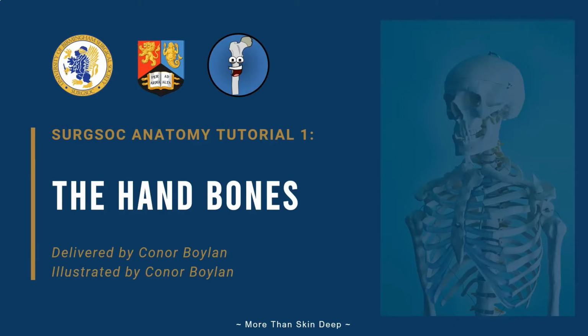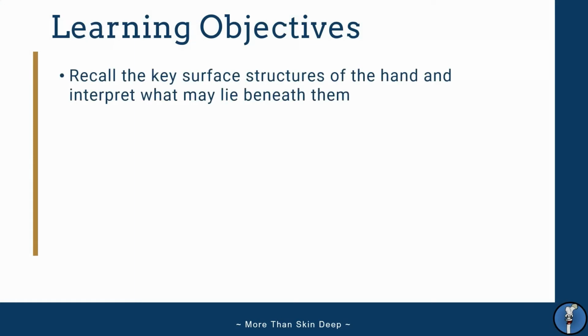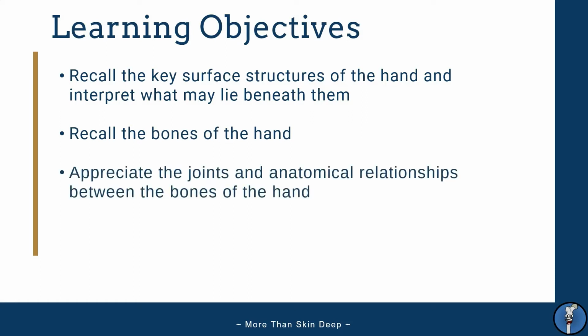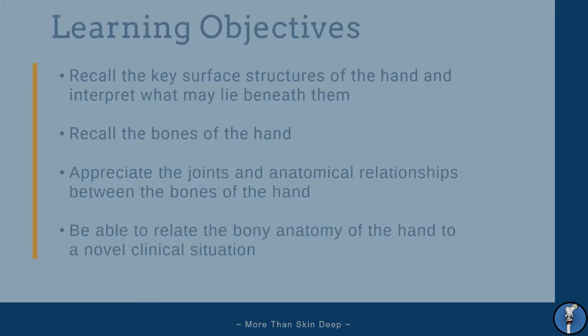We're going to start by looking at a clinical scenario, then we'll look at the surface anatomy of the hand, the bones and their articulations, and then we'll return to the clinical scenario at the end to help round everything off. Our learning objectives for this session are to recall the key surface structures of the hand and interpret what may lie beneath them, recall the bones of the hand, appreciate the joints and anatomical relationships between the bones of the hand, and be able to relate the bony anatomy of the hand to a novel clinical situation.